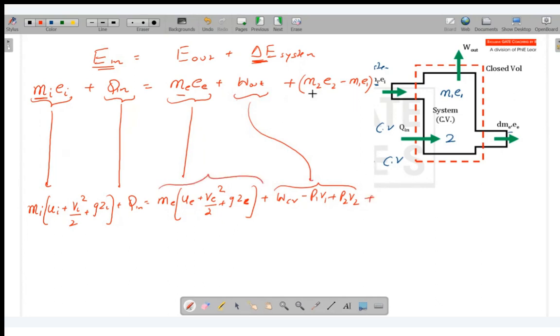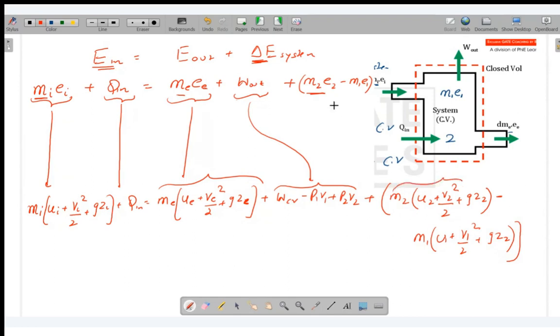Now let us move to the further part. So this one plus m2 times (u2 plus V2 squared by 2 plus g z2) minus m1 times (u1 plus V1 squared by 2 plus g z1). So this is the energy of the final state, and this is the energy of the initial state.